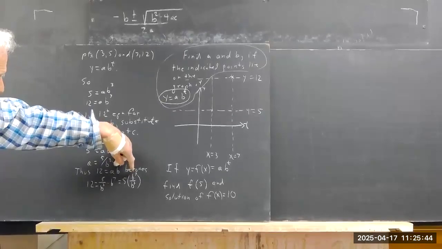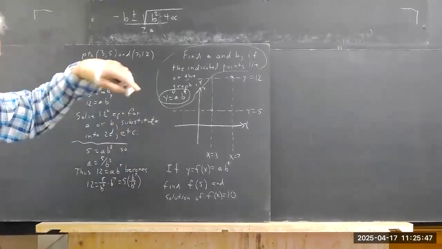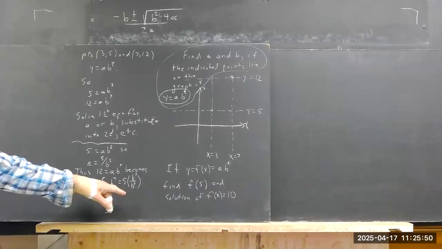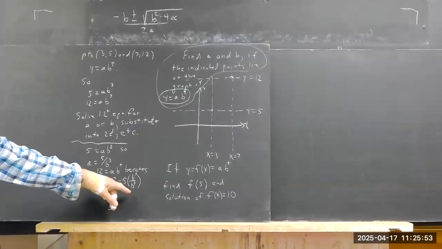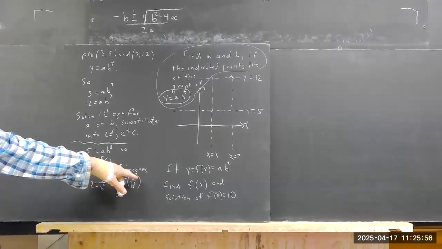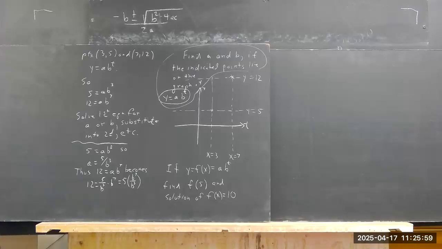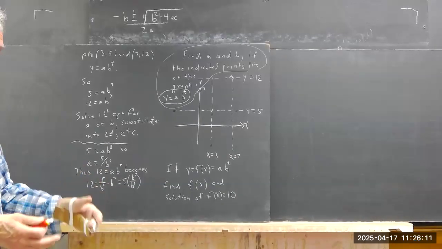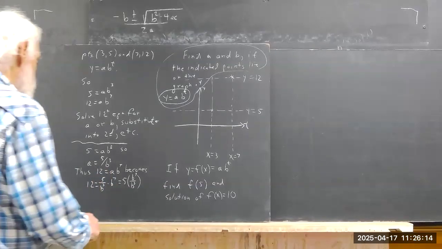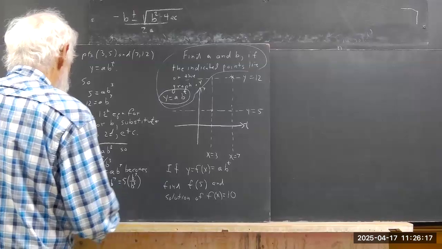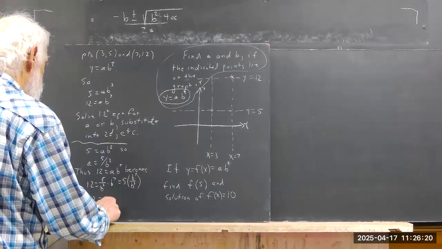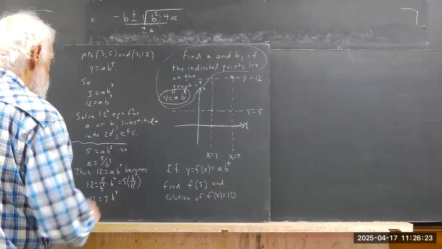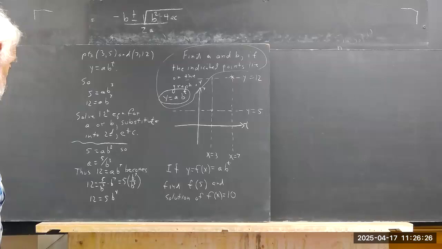This means b times b times b times b times b times b times b. That's the numerator. The denominator is b times b times b. You can match up those three with three of these, and you're left with b to the 4th. Of course, the rule is you subtract the exponents. That's why you subtract the exponents. Okay? You match up 3 of the 7, and they go away, leaving you with 7 minus 3, which is 4. So you get 12 equals 5b to the 4th.